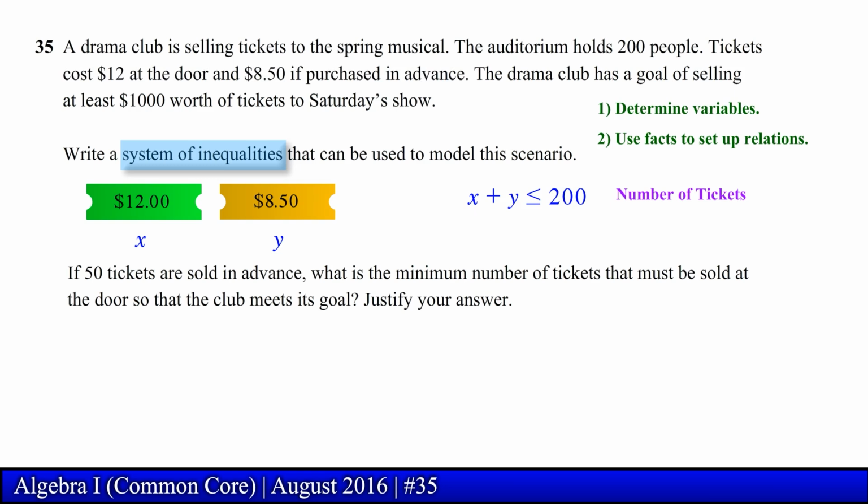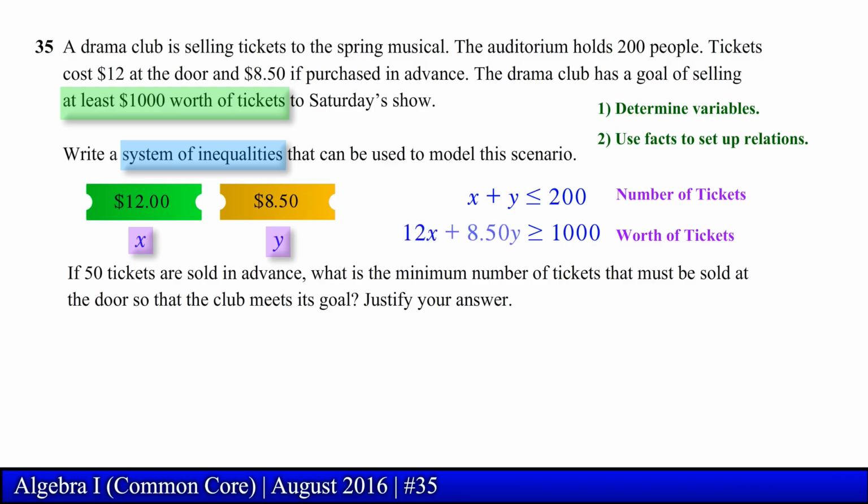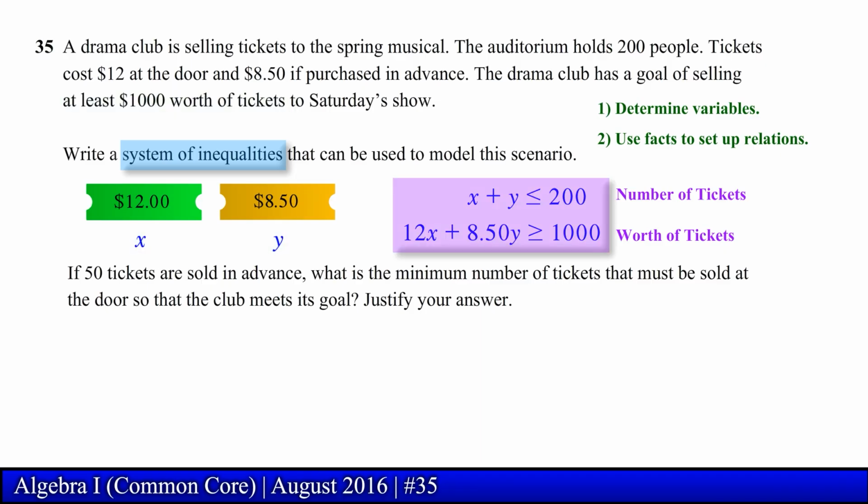The problem also states that the club's goal is to sell at least $1,000 worth of tickets. This means that the monetary value of the tickets sold should be greater than or equal to 1,000. To write an algebraic expression, we take the number of each type of ticket sold and multiply them with their respective cost. In this case, 12x plus 8.5y should be greater than or equal to 1,000. So this is the system of inequalities that models this scenario.